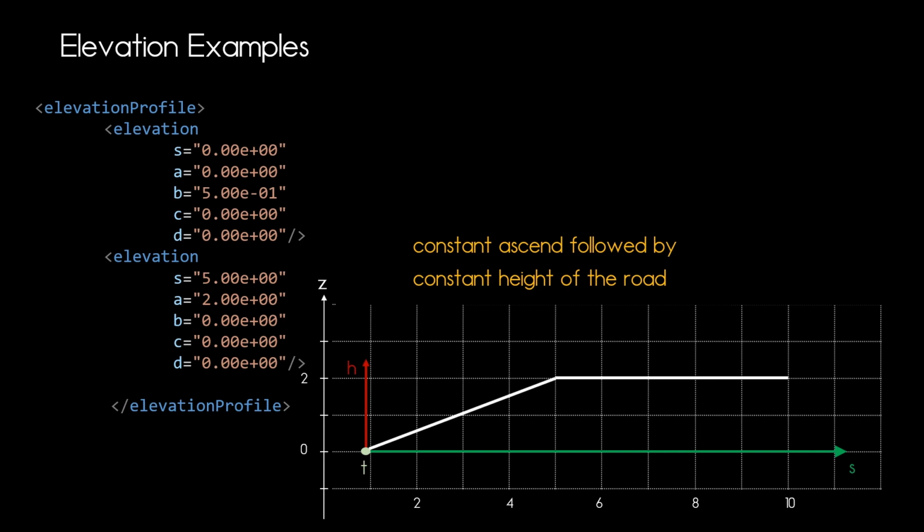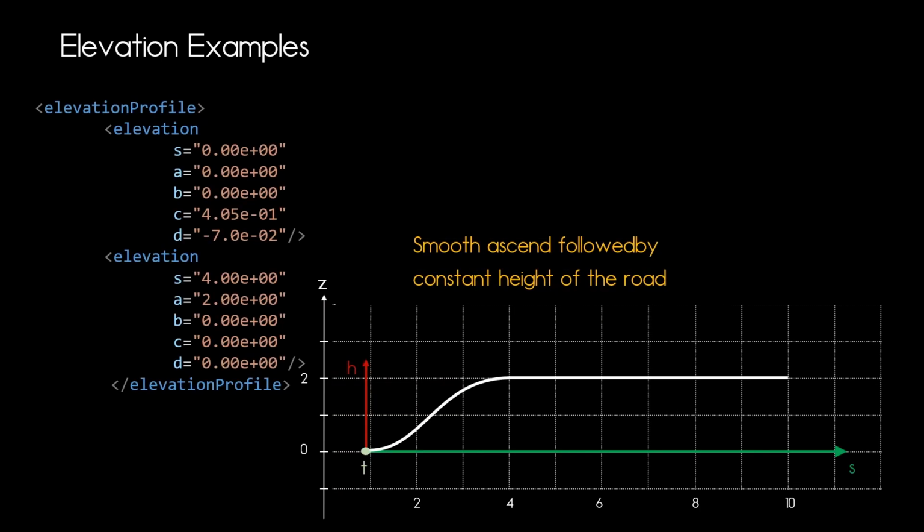Of course, this type of elevation would not be a good one, as we are completely missing any smooth transitions and therefore would end up with a bumpy ride. So what can we do about that? We can use the power of the third order polynomial to create that smooth transition. Now I change the parameters C and D to create that third order polynomial shape.